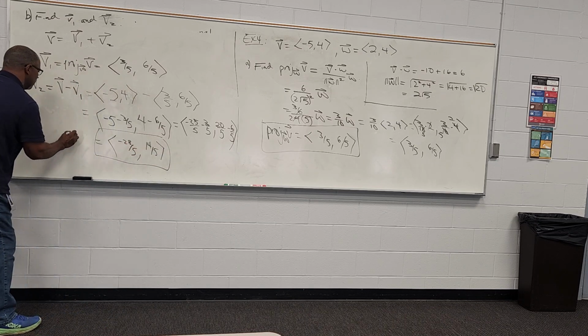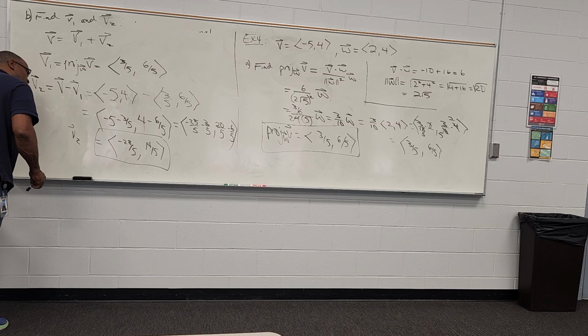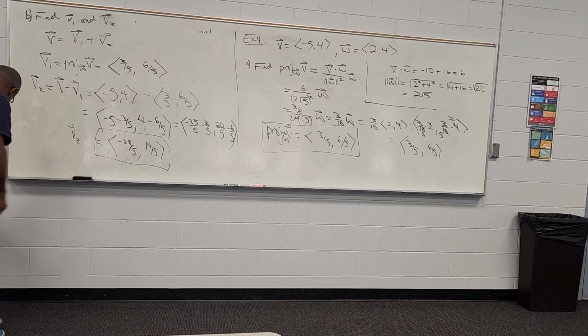So I found V1, which was the projection of vector V onto vector W, and V2 turned out to be negative 28 over 5, 14 over 5. That's V2, and there's V1. So we're done.